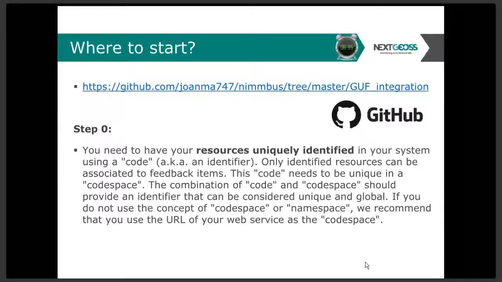It's a very simple process that requires 4 steps. Step number 0 is, you need the resource unique identifier. I already said that. You need a code that identifies your dataset in a repository, and then you need what we call a code space, that generally is another code that identifies the repository by itself. If you don't have any code space, you could use the URL of the web service, for instance, as code space. That will work.